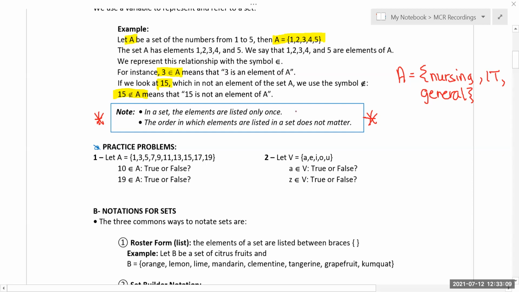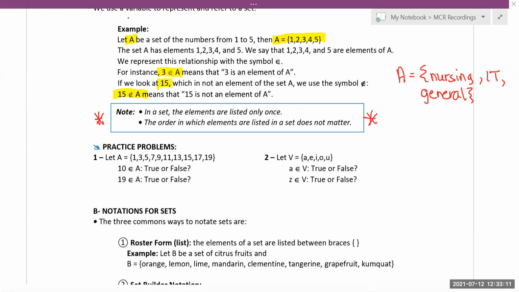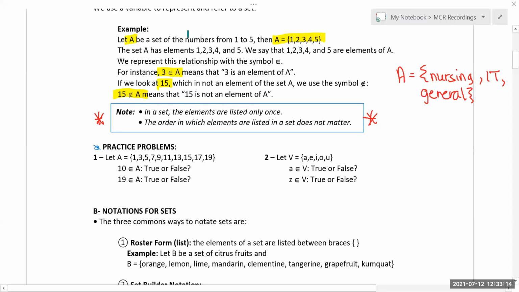For a few practice problems here, we're going to look at our basics and say, is it an element or not? So this is saying, look at set A. Is 10 an element of A? Is 19 an element of A? Spend about a minute. Let's try this one.